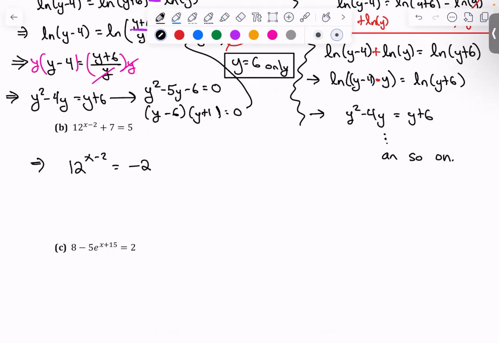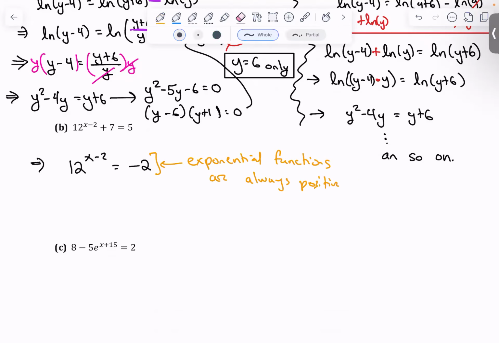And right here, I can already tell you what the answer is going to be. Does anybody know what the answer is going to be? No solution. Victor's absolutely correct. So we can stop here. Exponential functions are always positive. So 12 to the x minus 2 can't equal negative 2.